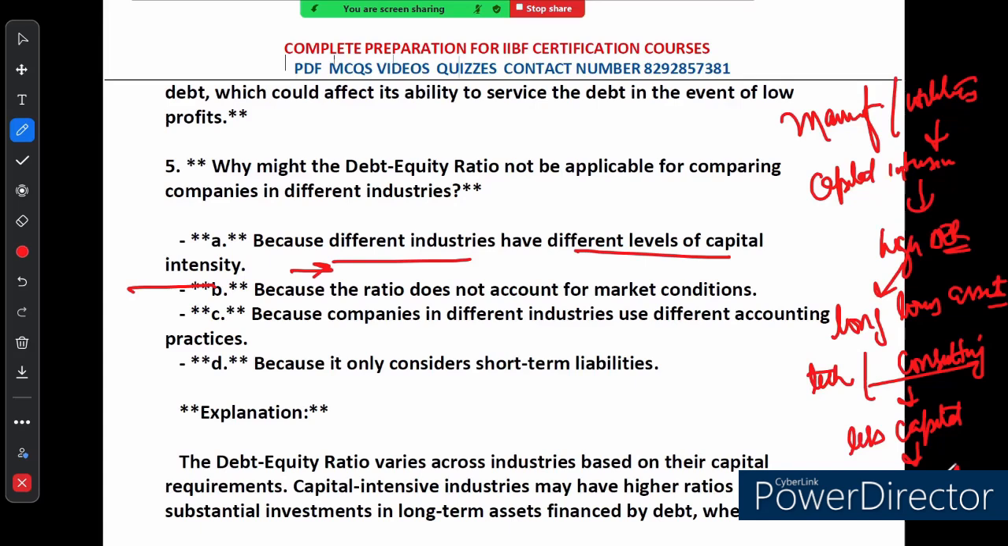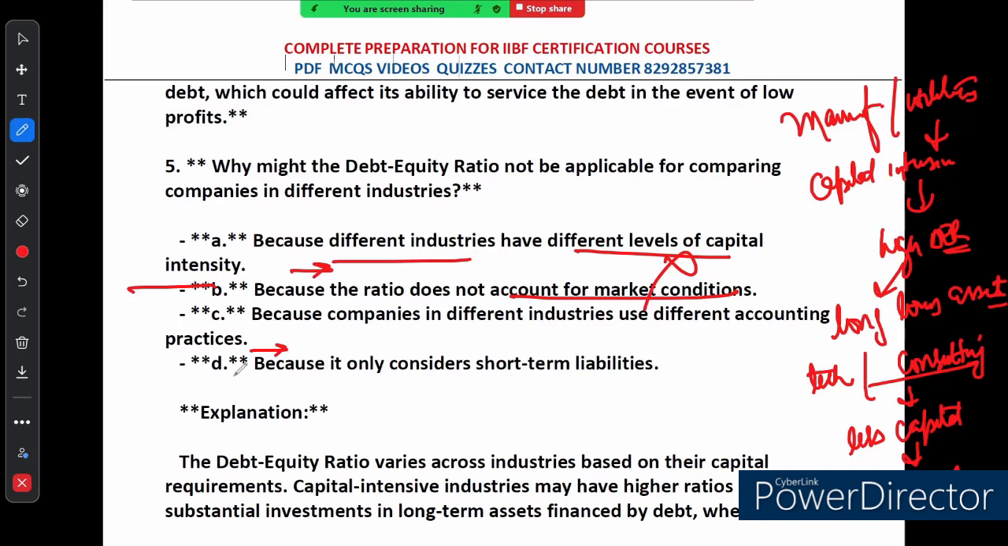Option B says because the ratio does not account for market conditions. While it is true that the debt equity ratio does not reflect market conditions, this is not the reason it is not applicable for cross-industry comparison. Option C says because companies in different industries use different accounting practices. Different accounting practices can affect financial ratios, but this is not the primary reason the debt equity ratio might not be comparable across industries, right?